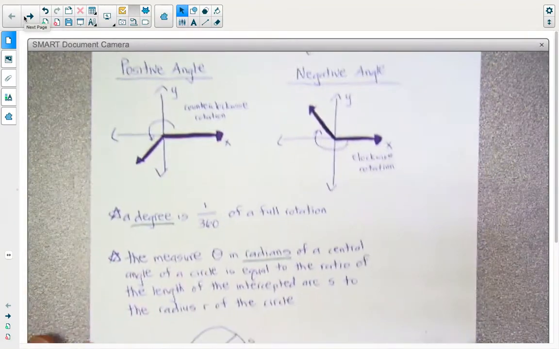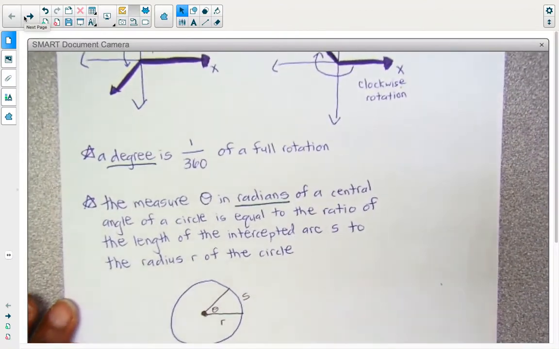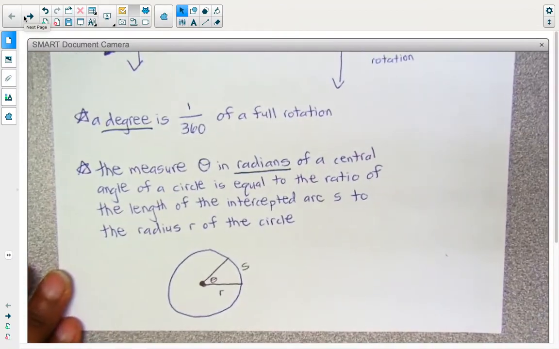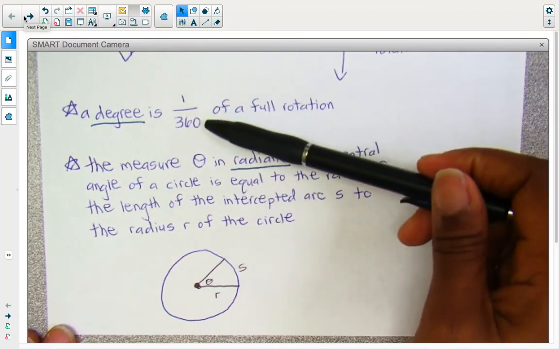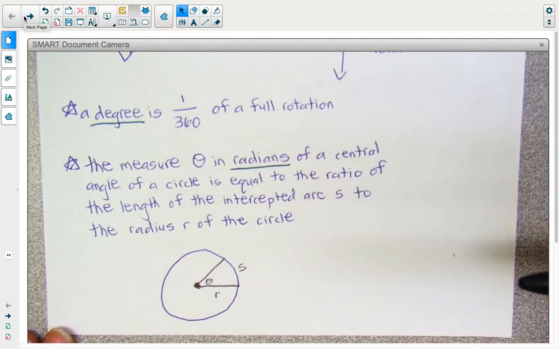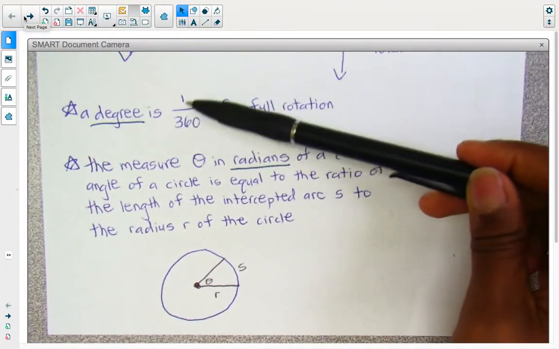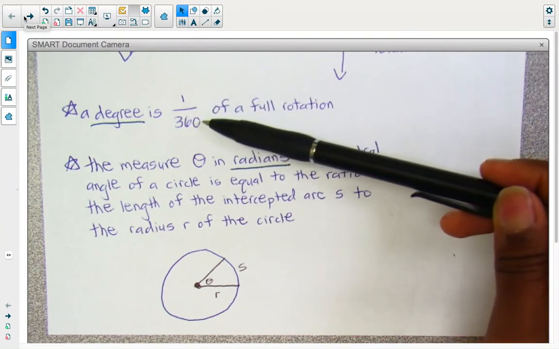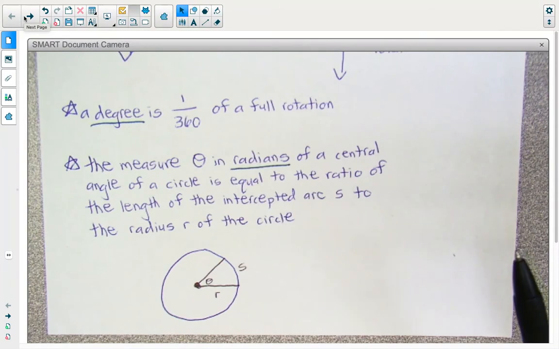Normally we work with our angles in degrees, but today I'm going to show you about a new type of measurement called a radian. So a degree is 1/360th of a full rotation. We know that because there's 360 degrees in a circle. So 1 degree must be 1 fraction of that, so 1/360th. There's something also called a radian that we can measure our angles in.